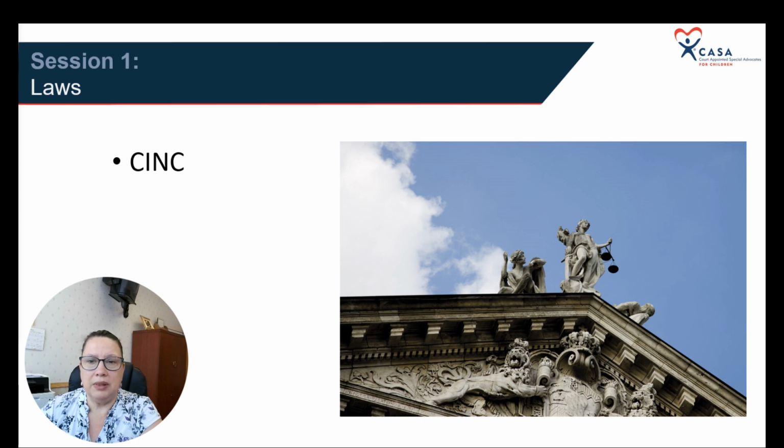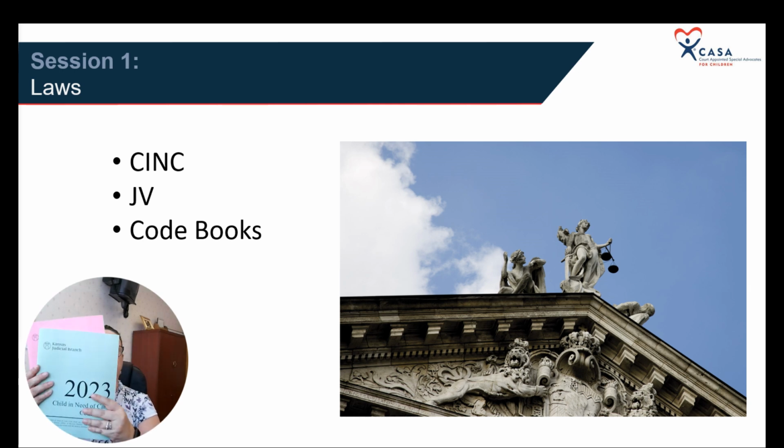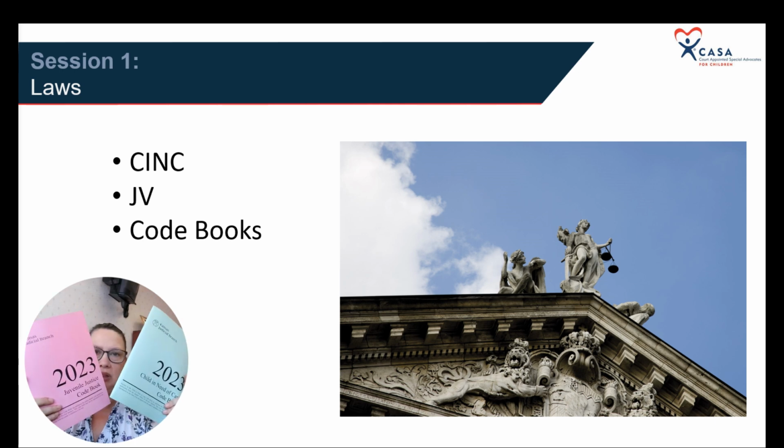So, a couple of things. We've talked about listing cases and JV, and the other thing I want to talk about are code books. Every year, laws get updated and changed, and different things happen. They can happen both in the child in need of care cases as well as the juvenile offender cases, and we have what we call code books. Now, here, as I record this, these are the most current code books that we have. Sometimes they have really pretty covers on them.